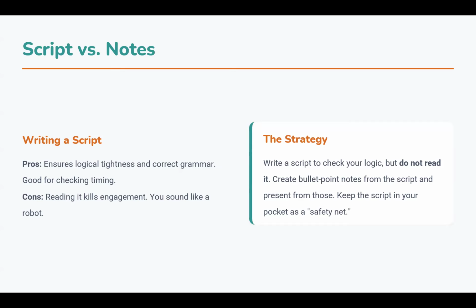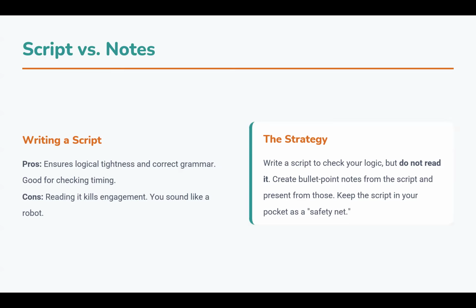The strategy is this: write a script to check your logic, and do not read it. Create bullet point notes together with the script. So you write the script and then you develop it into bullet point notes, and you keep both. Your script is there in your pocket or in your file, and on top of it you have the bullet point notes. So you can simply look at the bullet point notes and remember the story script you have written, and you can do the speech nicely.